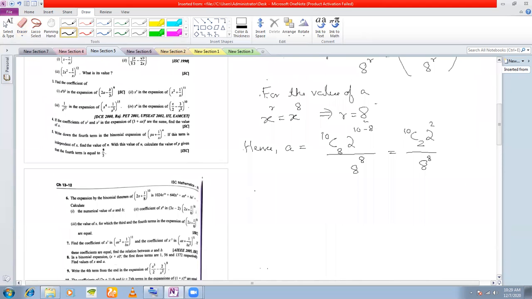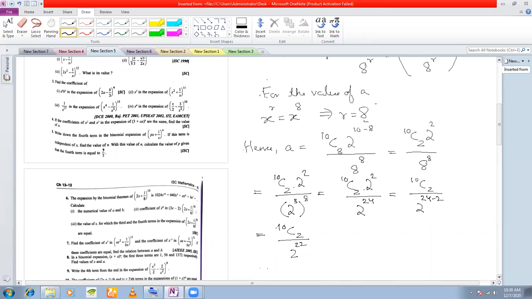You can calculate this value very easily. 10C2 into 2 square, and 8 you can write as 2 cube to the power of 8. So this is 10C2 into 2 square divided by 2 to the power of 24, which can be written as 10C2 divided by 2 to the power of 24 minus 2 by the laws of indices, which is 10C2 divided by 2 to the power of 22. That's it. You can leave it here, or you can further proceed to calculate the value of 10C2 also.